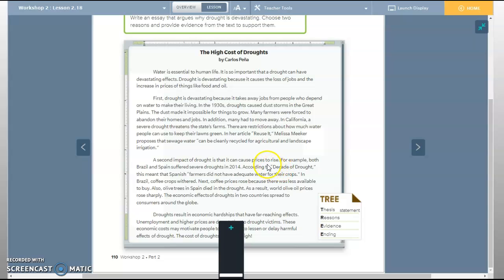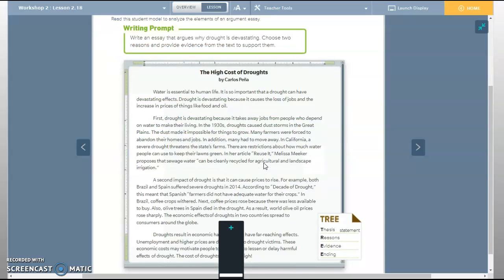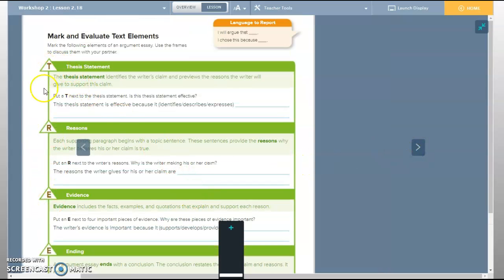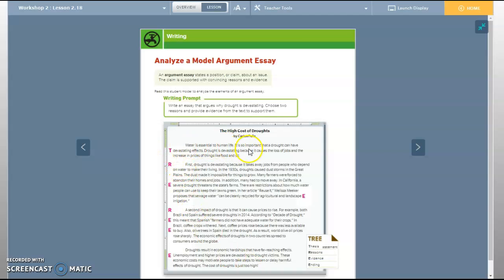Decade of Drought. This is exactly what you guys are going to need to be able to do here. You're going to write an argument essay about droughts, and you'll need to use evidence from the text to support your claim. Now we use this little thing called TREE. So a thesis statement. Put a T next to the thesis statement. Is this thesis statement effective? His thesis statement is: water is essential to human life. It is so important that a drought can have devastating effects. So right there he's saying that water is essential to human life. That's the thesis statement.